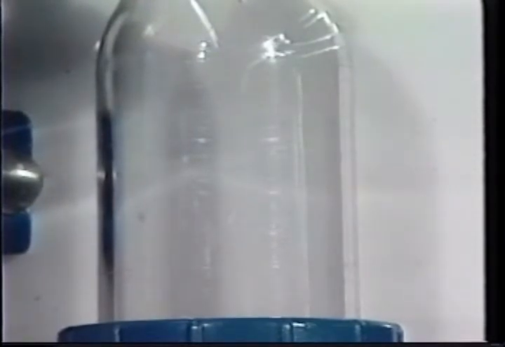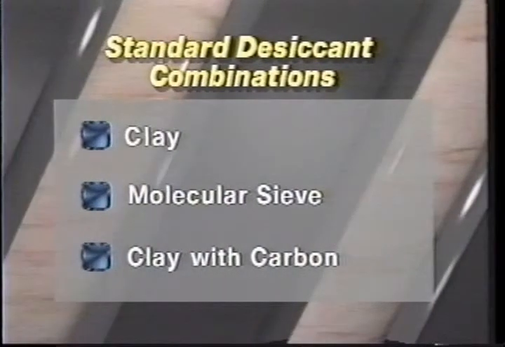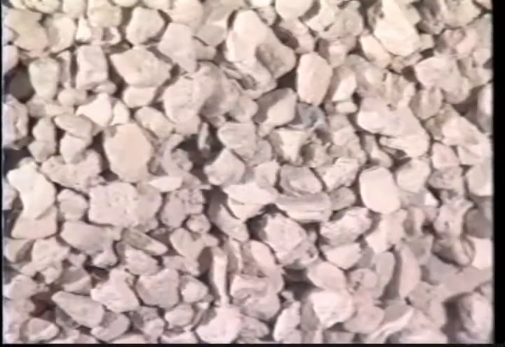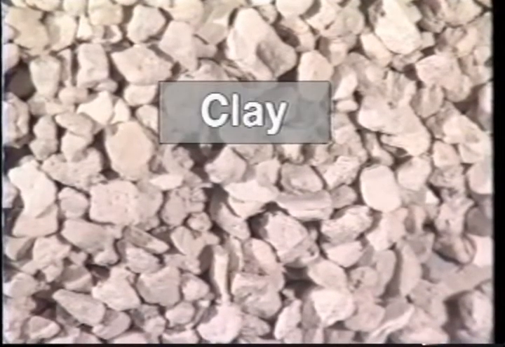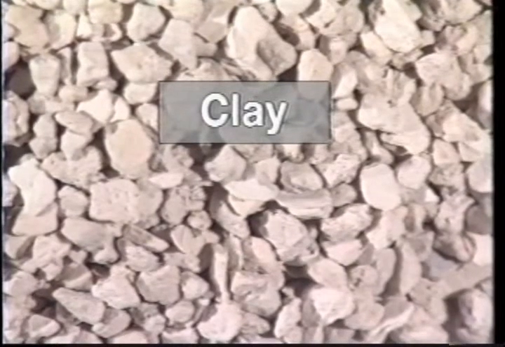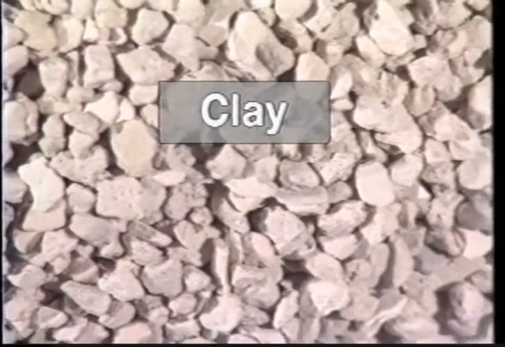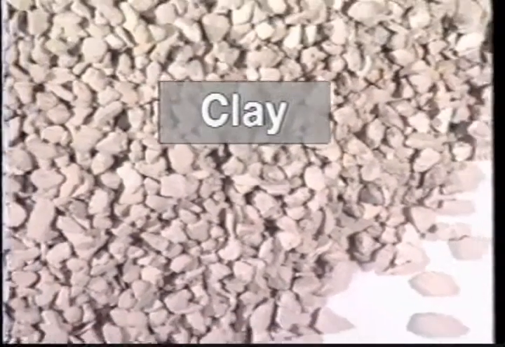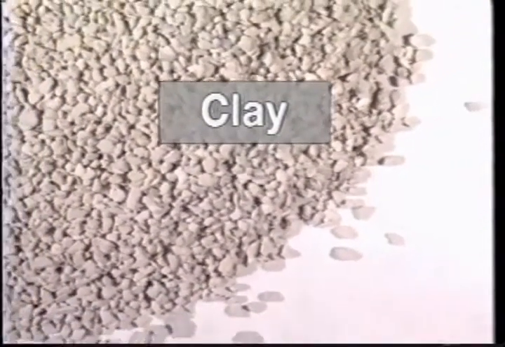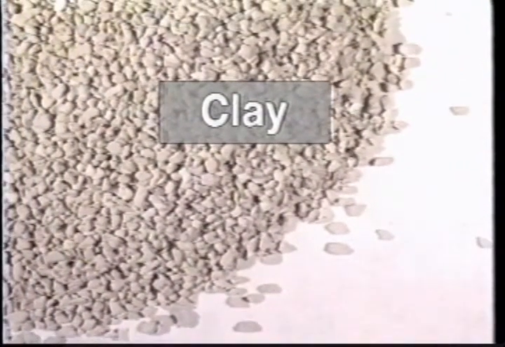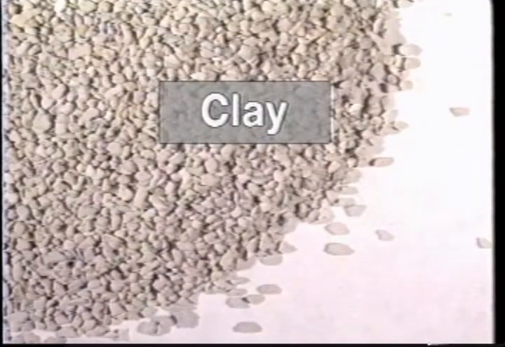To meet specific application needs, Filenco dryer filters are available with 3 standard desiccant combinations: clay, molecular sieve, and clay with carbon. Clay, the most commonly used desiccant, absorbs water and oil. Dew point depression is approximately 20 to 25 degrees Fahrenheit below incoming air temperature. This desiccant requires no other advanced air filtration and is suitable for individual pieces of equipment, spray booths, blast cabinets, or even small departments within large facilities.